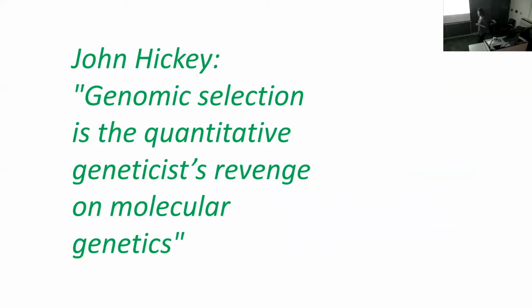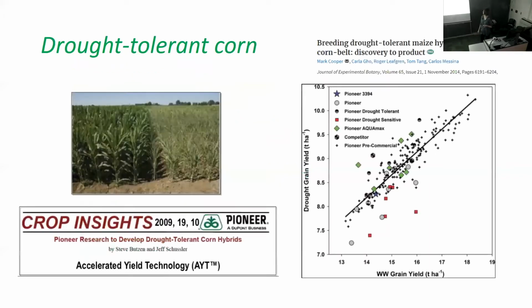And John Hickey, a quantitative geneticist at the Roslin Institute, has a nice quote for this. He feels like molecular biologists took over plant breeding. It used to be the domain of quantitative genetics, and with all these QTLs, suddenly molecular geneticists were the ones running plant breeding. And now with genomic selection, quantitative geneticists have taken plant breeding back into their own arms.